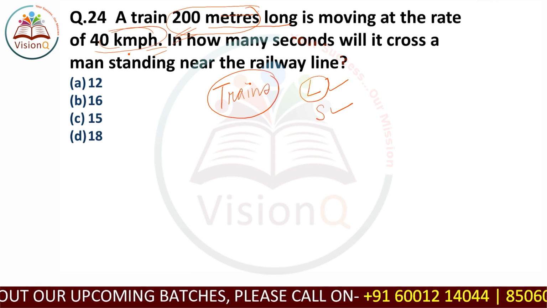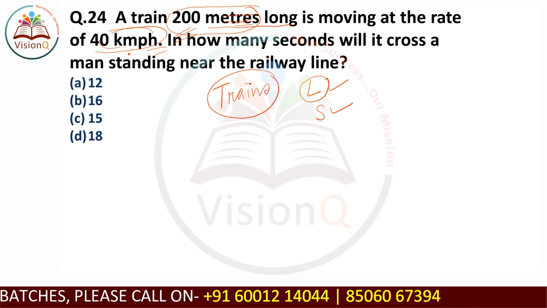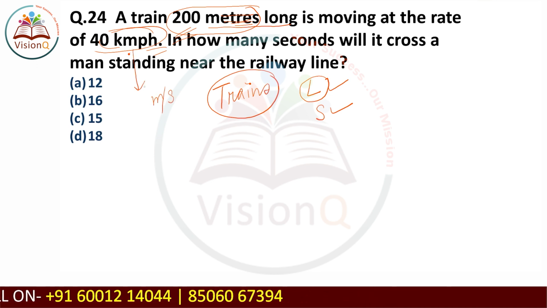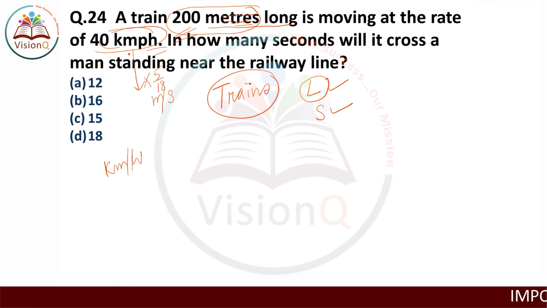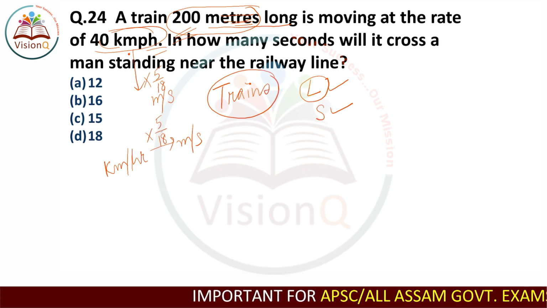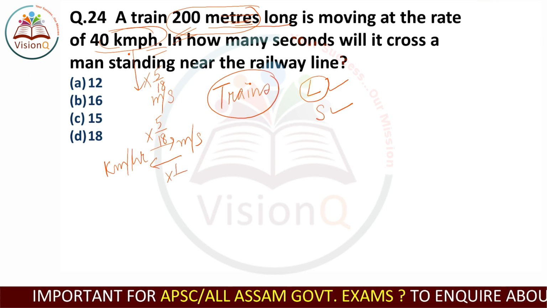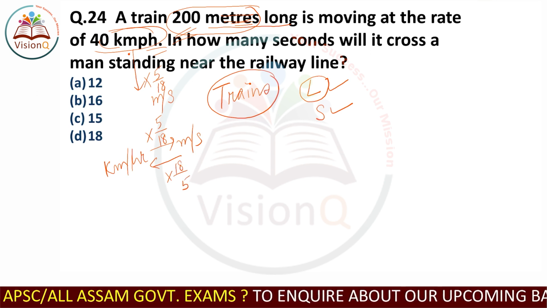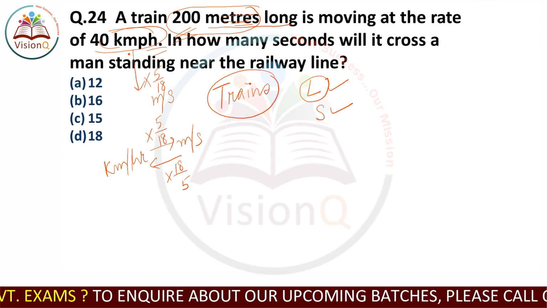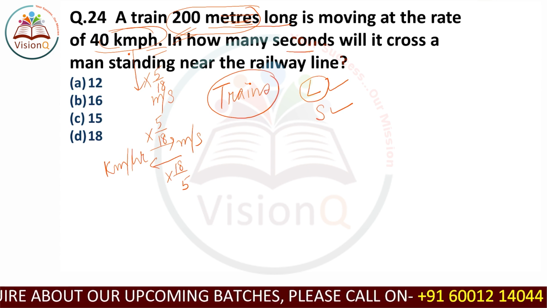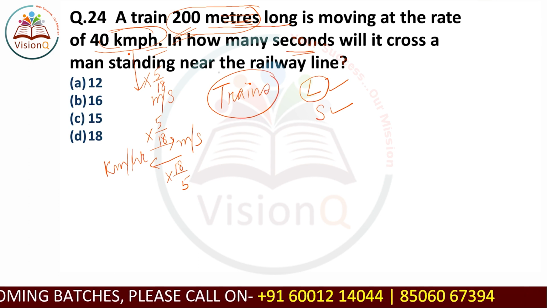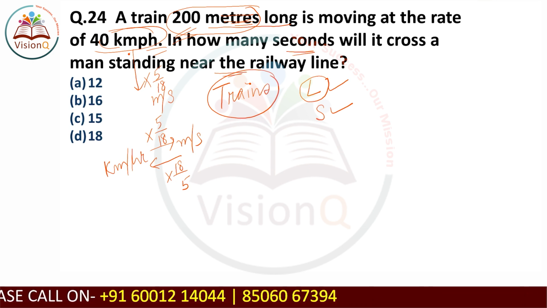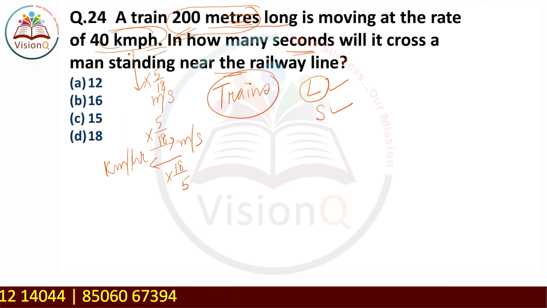Since length is in meters, this speed should be converted to meters per second by multiplying by 5 by 18. To convert from kilometer per hour to meter per second, always multiply by 5 by 18, and the opposite will be 18 by 5. That means to convert from meter per second to kilometer per hour, I have to multiply by 18 by 5. Now in how many seconds will it cross a man standing near the railway line? It is asked to find the time taken by this train to cross a standing man.